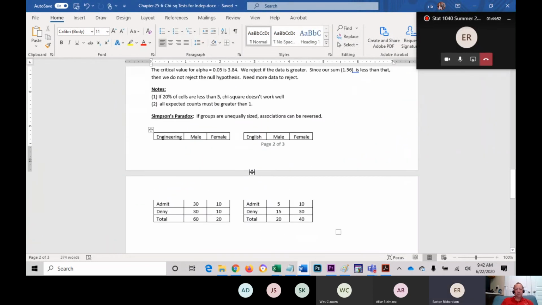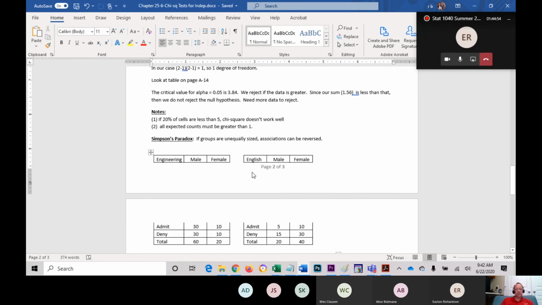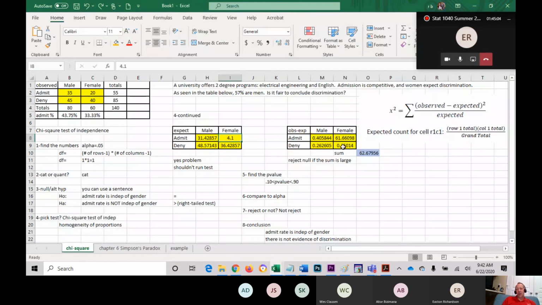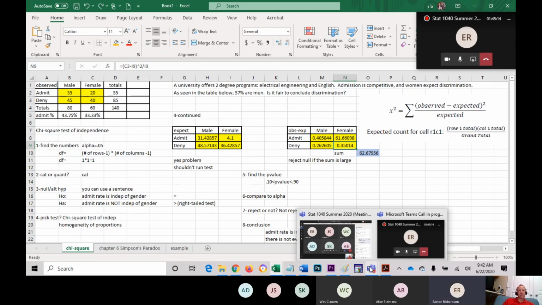So those expectations, it has to be greater than 1, applies to all tables, not just the expected. Actually, it wouldn't apply to the third table, because those can be close to 0, and that's okay. So it just applies to the expected and the observed. And the less than 25%, is that just the expected? That's just the expected table.